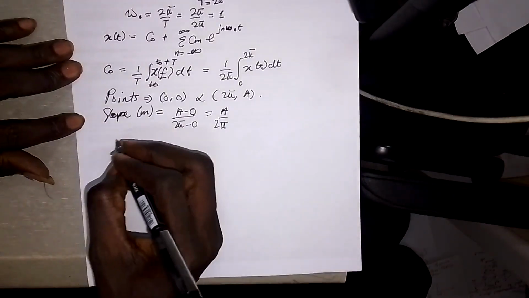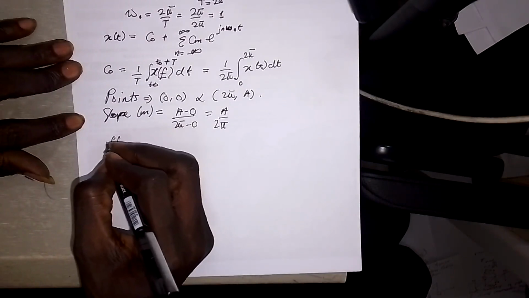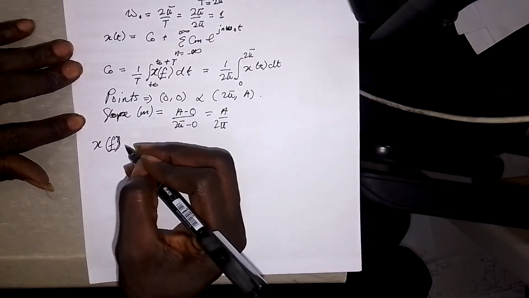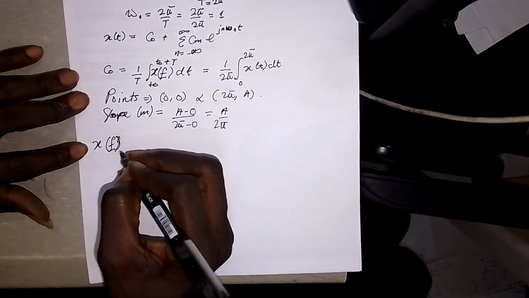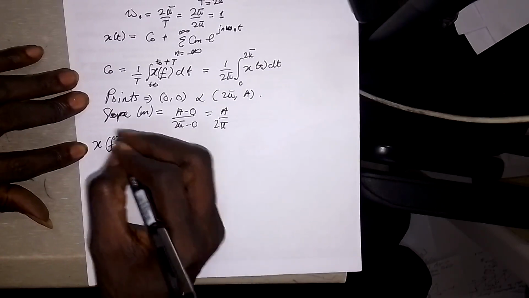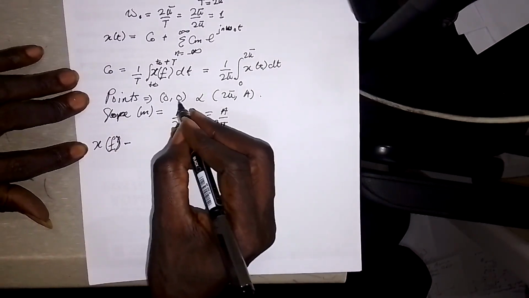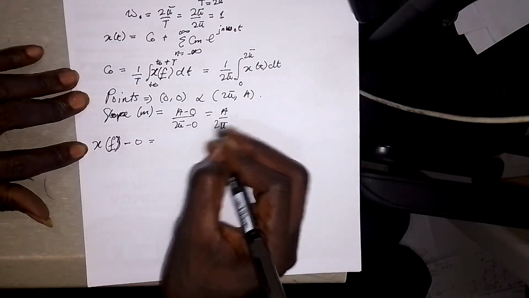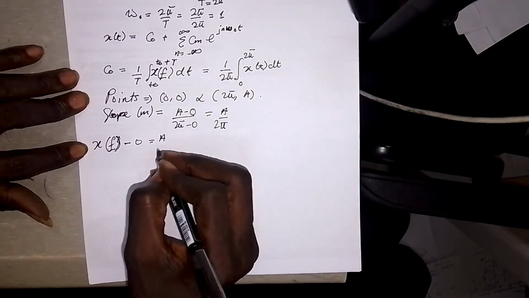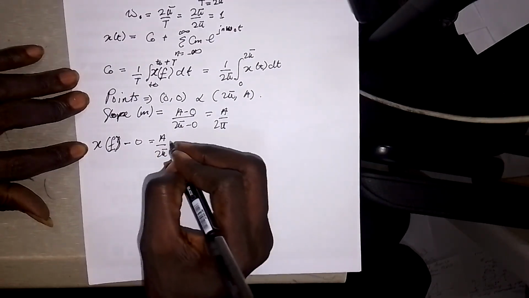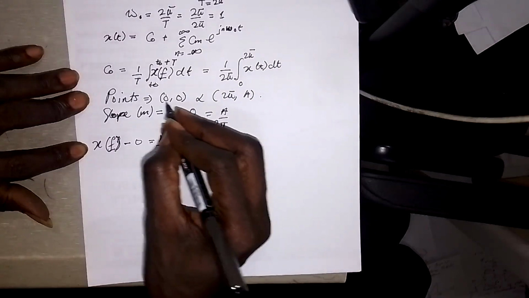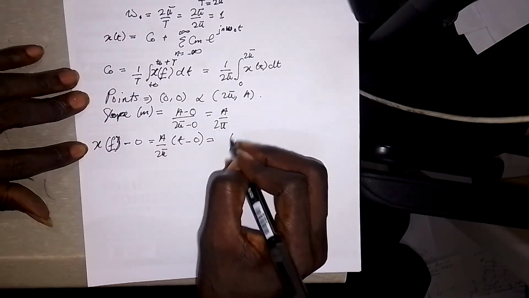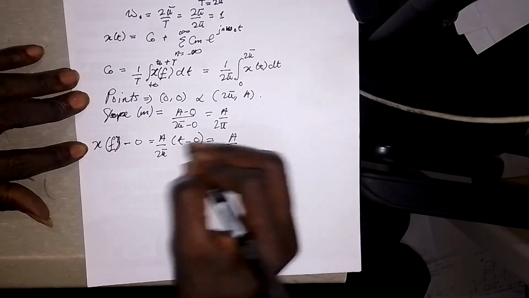Now my equation is going to be f. No, I keep writing f of t. No, it's x of t, because I'm too much acquainted with the trigonometric Fourier series. We're just coming from there. We just finished that one. So x of t minus the y component of the first point, 0, equals the slope, a over 2 pi, into t minus the x component of the first point, which is 0. So basically this will give me a over 2 pi times t.